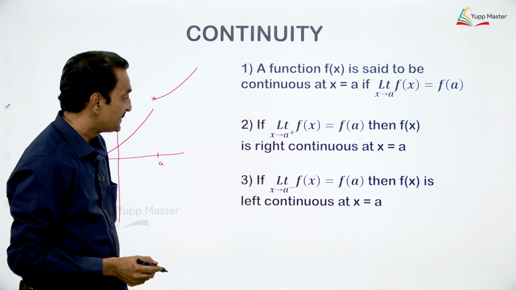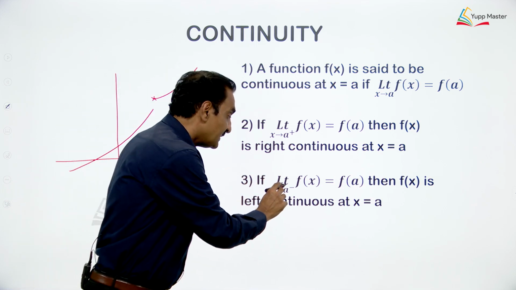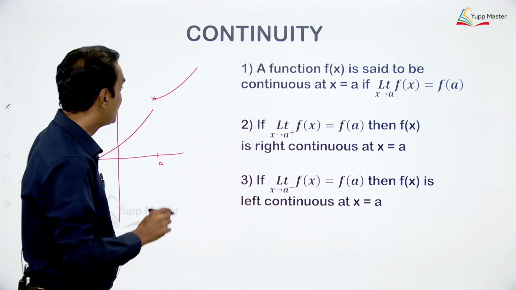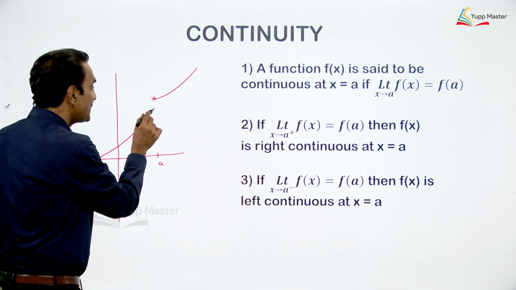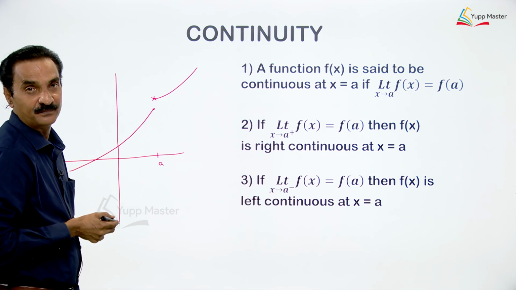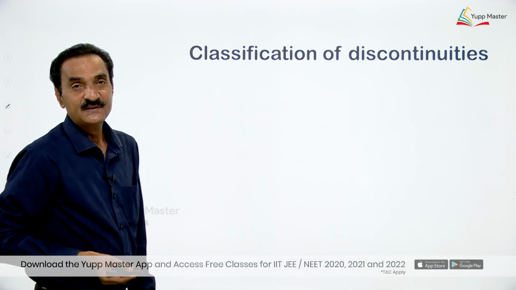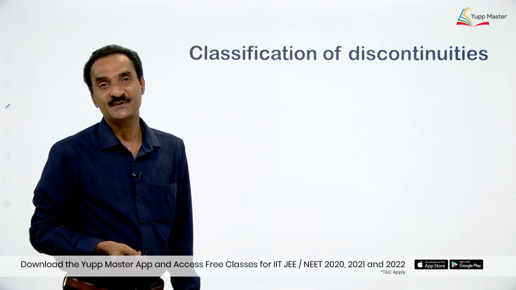Okay. Next, if left hand limit is equal to f of a, then it is said to be left continuous. That means, if the same point is connected to left side curve, then it is said to be left continuous at x is equal to a. Next, let us see the classification of discontinuities.